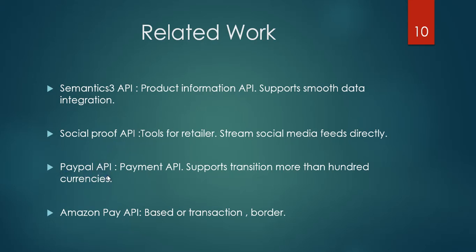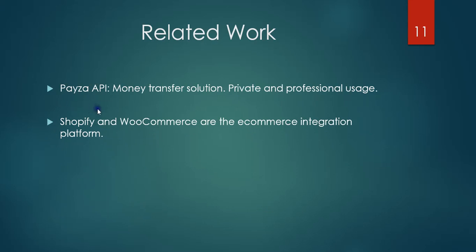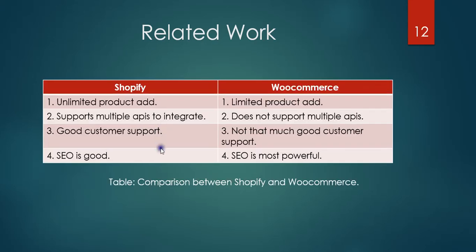PayPal offers REST APIs for new integrations. Then we have Amazon Pay API. It helps you to process payments for purchases made by buyers on your website using the Amazon Pay service. Then we have Payza API. It provides the developer interface for interacting with this platform. Then, for integrating multiple services, we will need a platform. Existing platforms can be Shopify or WooCommerce. Then we will see the comparison between Shopify and WooCommerce.